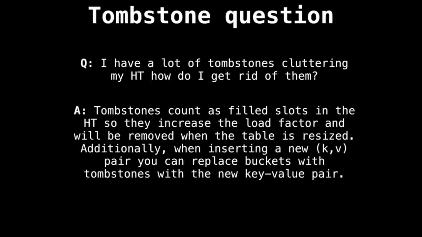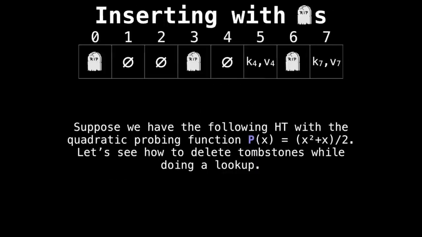Awesome. Okay, so a quick question about tombstones. I have a lot of tombstones cluttering my hash table. How do I get rid of them? So the thing with tombstones is that we're actually going to count them as filled slots in the hash table. So they're going to increase the load factor, and they'll all be removed when we resize the hash table. But there's also another way to get rid of them, which is that when we insert a new key value pair, we can replace the buckets that have tombstones with the new key value pair. And I want to give you guys an example of how that is done.